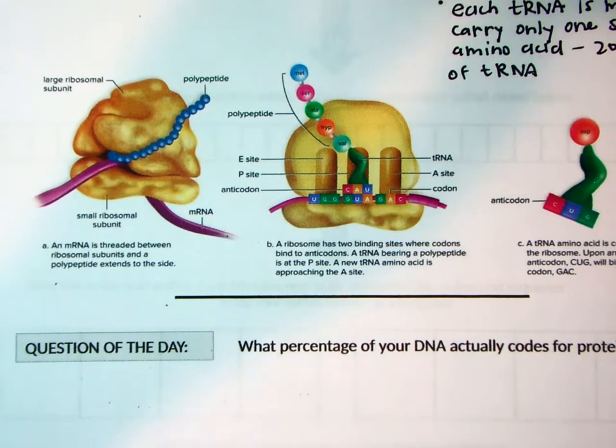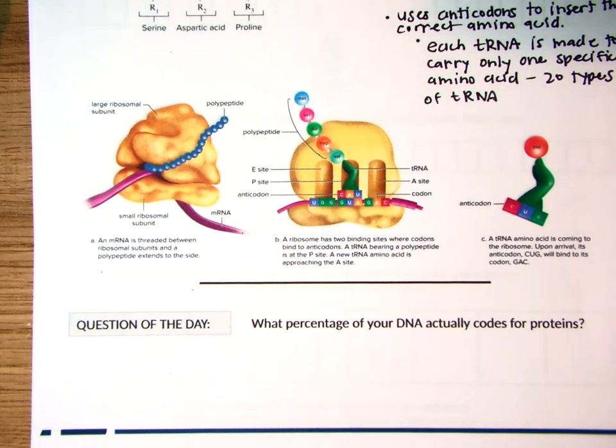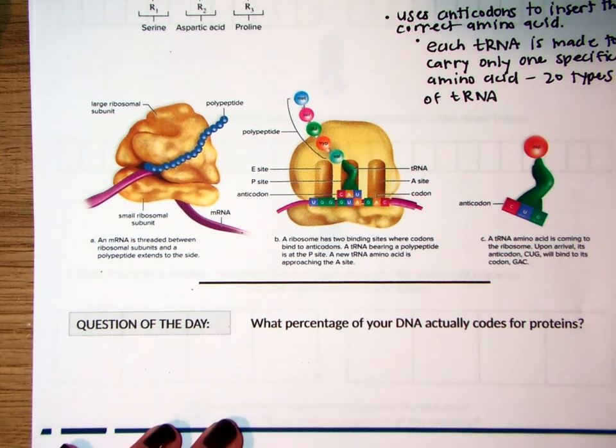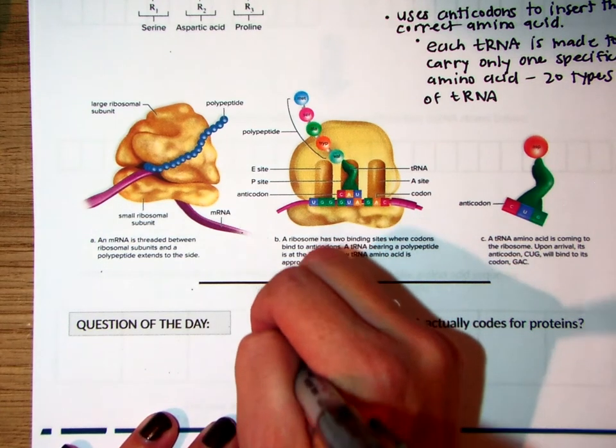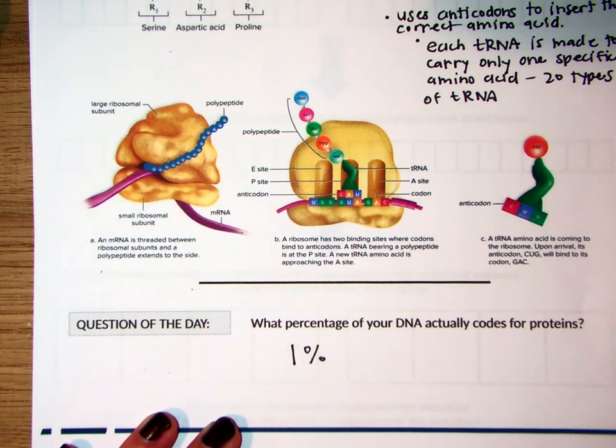And then back to the question of the day. What percentage of your DNA actually codes for proteins? So think of whatever you guessed. And the answer is only 1%. So all that DNA you have in there, only 1% of that actually codes for proteins.